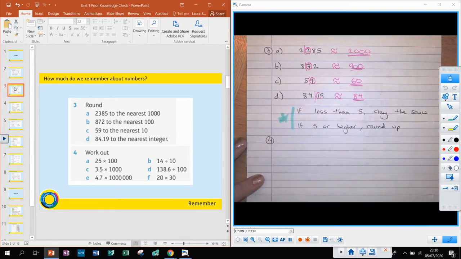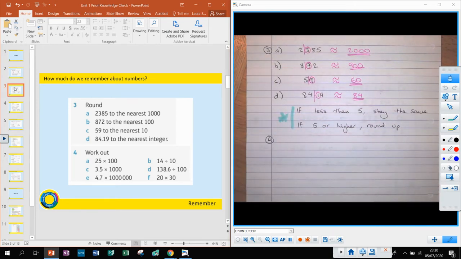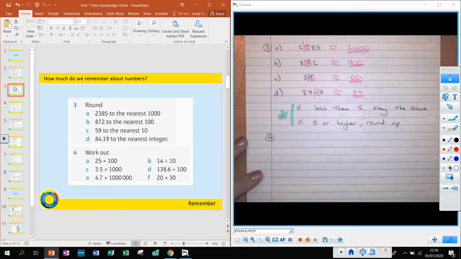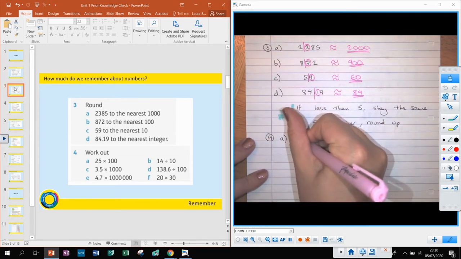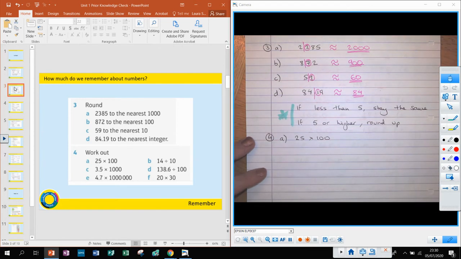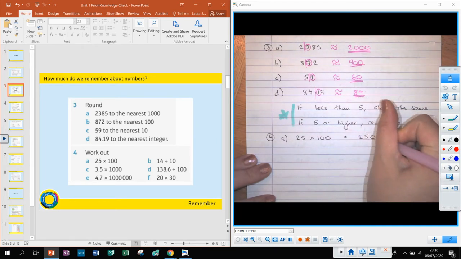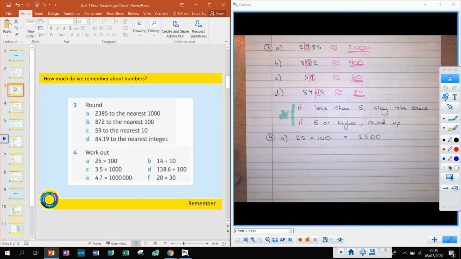Right. Question 4. We need to work these out. So here we are multiplying by powers of 10, and we're dividing by powers of 10. So let's take a look. For part A, we're multiplying 25 by 100. Well, that's 2 more place values we need to put onto here. Please don't say add on because we're not actually adding. We're multiplying it by a power of 10, which happens to be 100. And that would be 2,500.